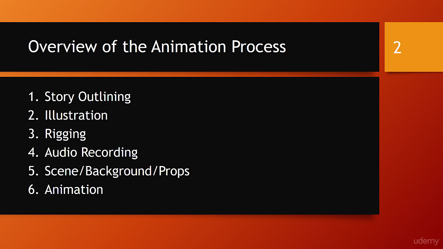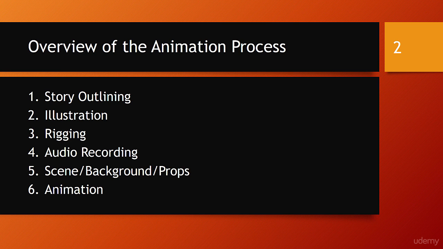Next, what you usually do is you record audio. The reason that you do this before animating is that part of animation is lip syncing. So you've got to have the audio and you've got to have the characters react to what they're saying. Somewhere along the line, you're going to create scenes and backgrounds and props and all of that. So you've got to have supporting graphics as well.